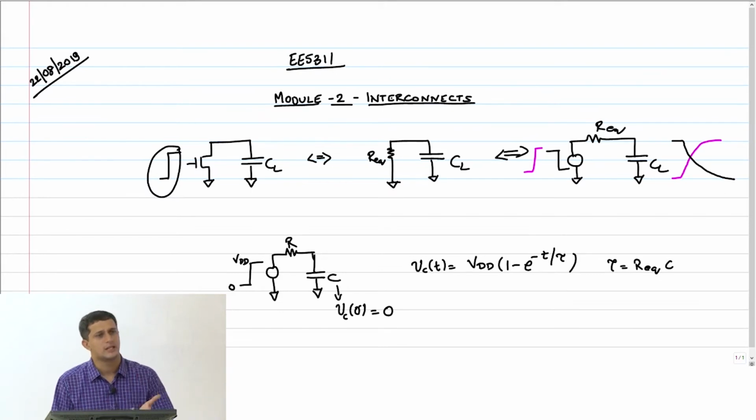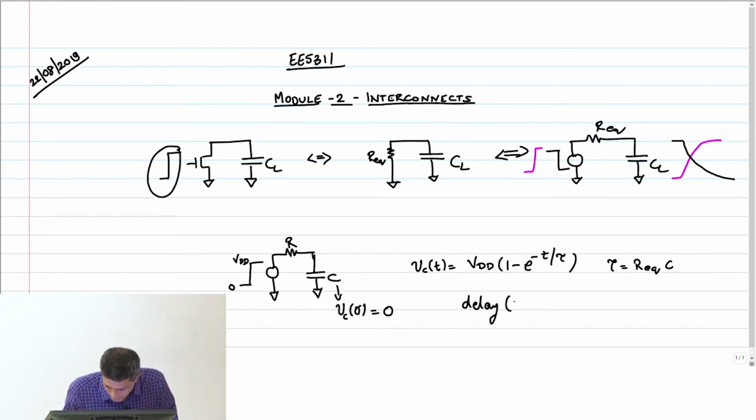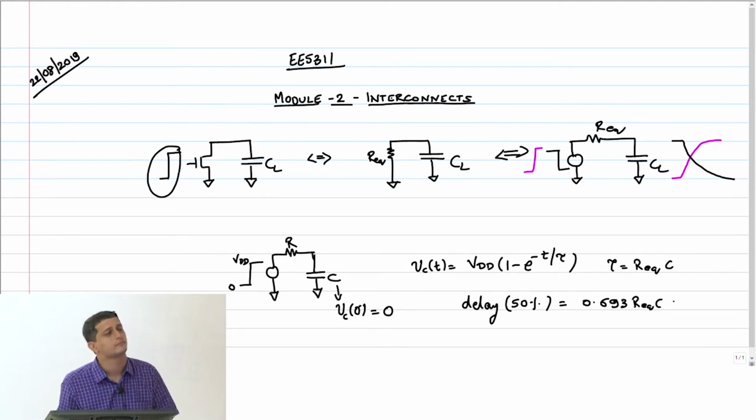And then we said that the gate delay, which is defined as the 50% point, is 0.693 RC and all that. So, delay is 0.693 R equivalent into C.